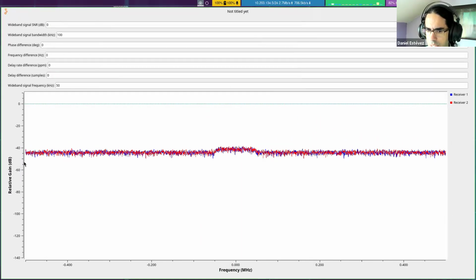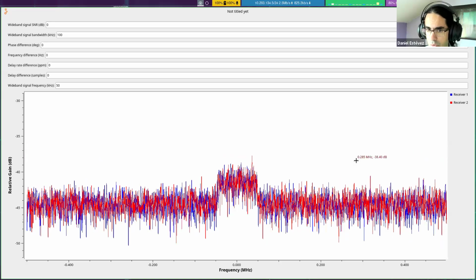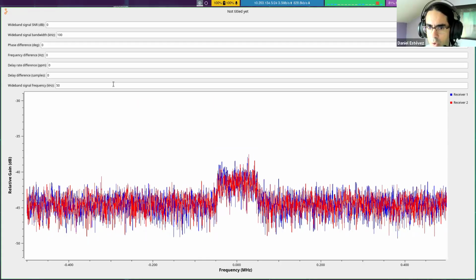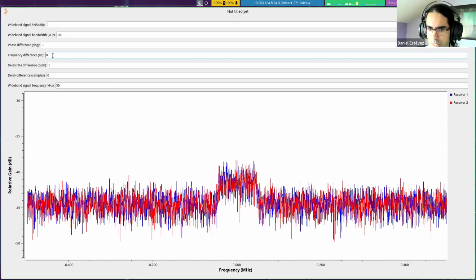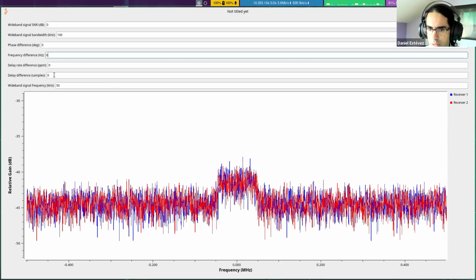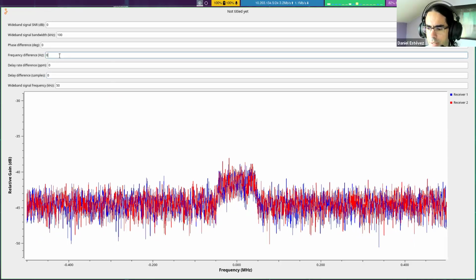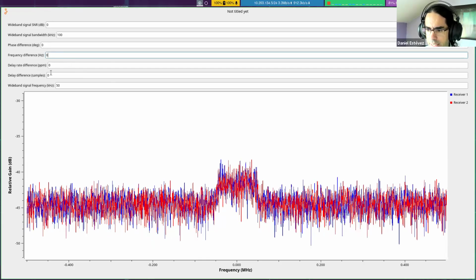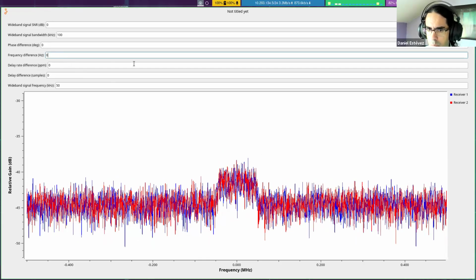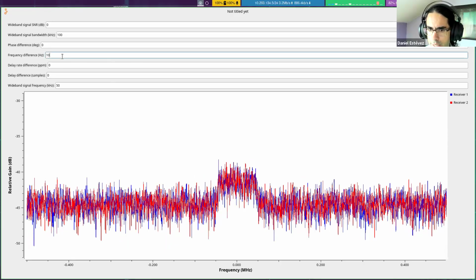And basically, we can see just the same signal on both receivers. At the moment, the differences I have applied are 0, so there is 0 phase difference, 0 frequency difference, 0 delay, etc. But the only one of these effects that I can see in this spectrum plot is actually a frequency difference, and I would need to set it quite large.